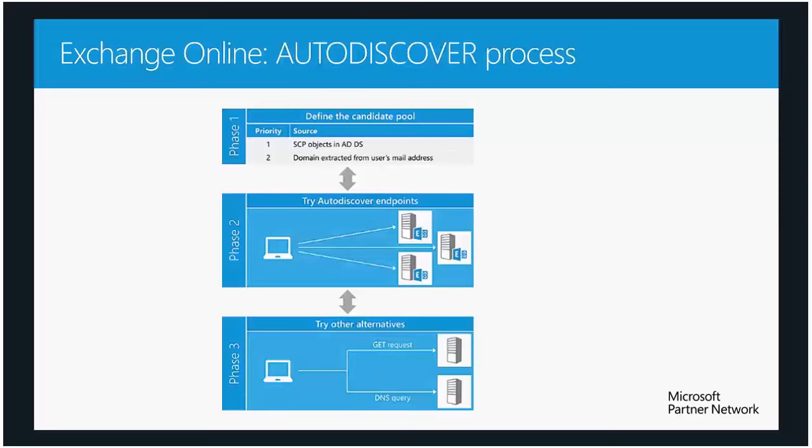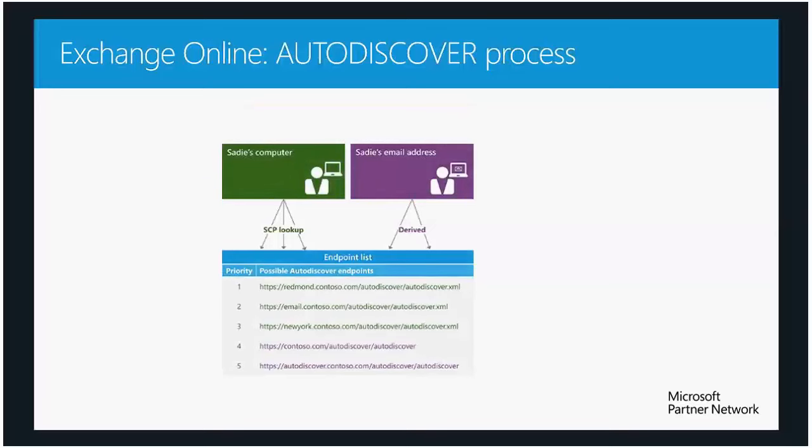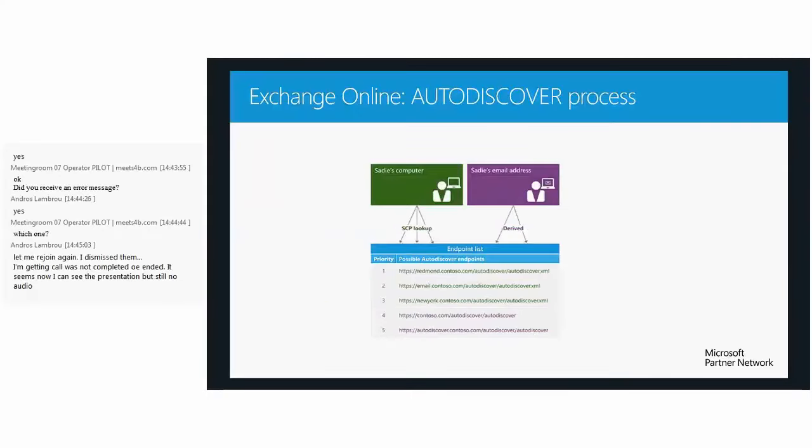It has three main phases. The first one is to define the candidate pool to see what URLs we have from which we can choose. Then it will try to connect to the AUTODISCOVER endpoints, and if not, it will try other alternatives. Let's get a little bit deeper inside. We have a user who wants to connect using AUTODISCOVER. Before you can use AUTODISCOVER, you have to locate the right AUTODISCOVER server for the user. Luckily, AUTODISCOVER actually defines a limited number of places to look, and it has a certain list of URLs. It has its own mechanism in which it prioritizes the URLs and knows which ones are better for you.